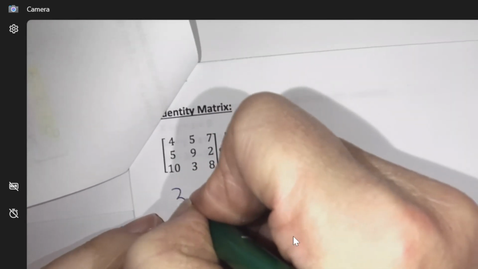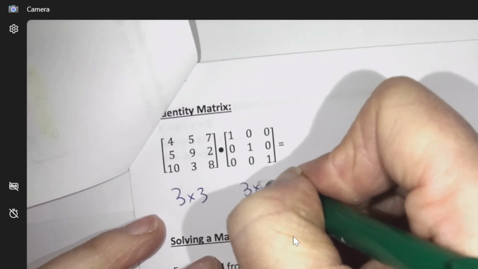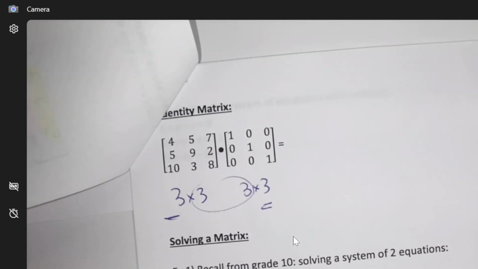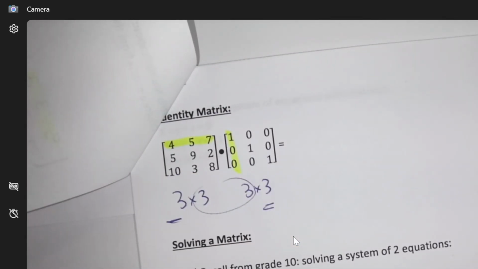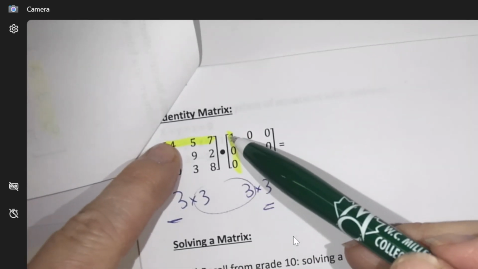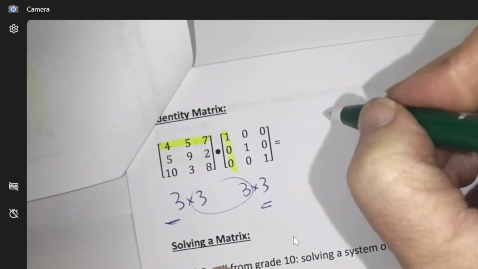Okay, so this is a 3 by 3 and this is a 3 by 3. So those match and our final is going to be a 3 by 3. Okay, so how do you start? You do row 1, column 1. That's the start. So we're going to get 4, 0, and 0.